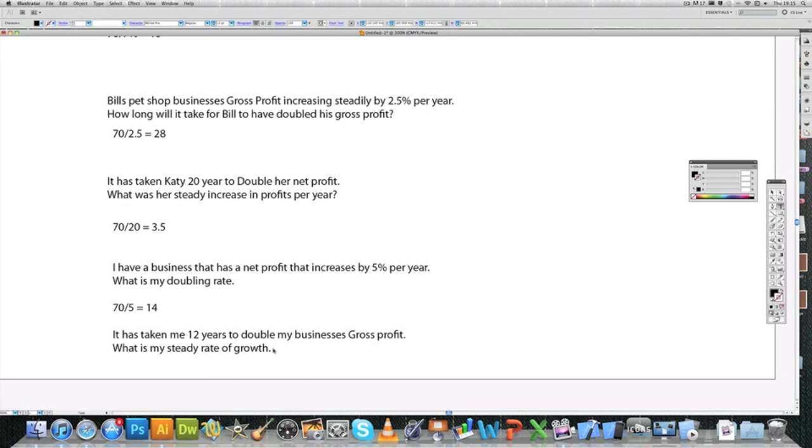Okay, so we need to do exactly the same thing. We just need to take the number 70, divide it by 12, and that will give us our percentage rate. Type that into your calculators. There's a decimal place in it. So we end up with 5.83 recurring, so that's about 6, give or take.